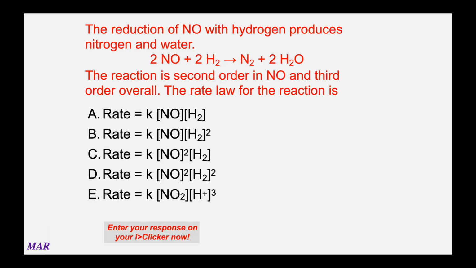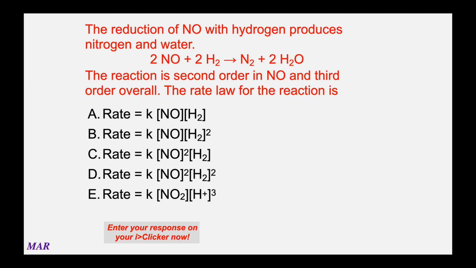The reduction of nitrogen monoxide with hydrogen produces nitrogen and water, and there's the equation. And it says the reaction is second order in NO and third order overall. The rate law for this reaction is, and there's 5 possibilities. See if you can figure out which one of those rate laws would be correct using this information. I recommend you pause the video. You can then unpause it when you're ready to talk about the answer. Pause the video now.